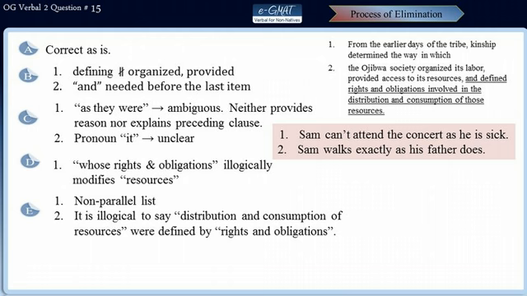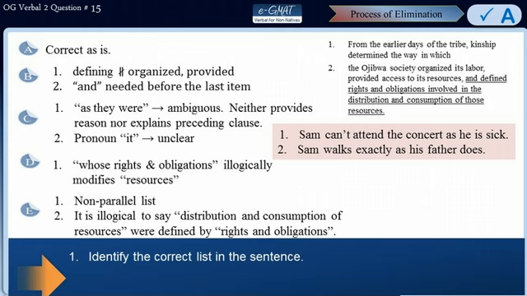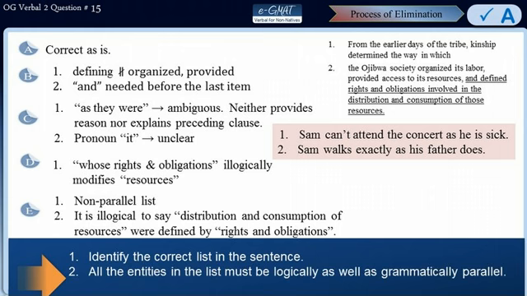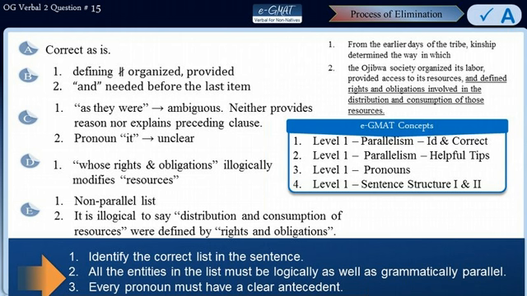So as we discussed before, choice A is the correct answer for this sentence. And now let us take a look at the takeaway messages. We must be able to identify the correct list in questions pertaining to parallelism, and all the entities in the list must be grammatically as well as logically parallel to each other, and we must make sure that every pronoun in the sentence has a clear noun antecedent. Alright, and the concepts tested in this sentence have been covered in parallelism, identify and correct, parallelism helpful tips, pronouns, and sentence structure 1 and 2.